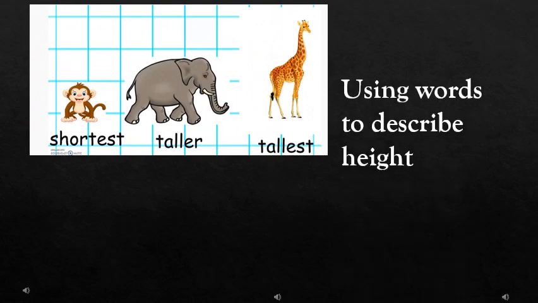Lastly, we can use words to describe height. Look at these 3 animals. Are they the same height? Are they all tall? What about short? Well, if you take a look, by using your eyes, you can tell that there's a really tall animal. There's one that's shorter than that animal, but taller than another animal. And then you have the animal that is really, really short.